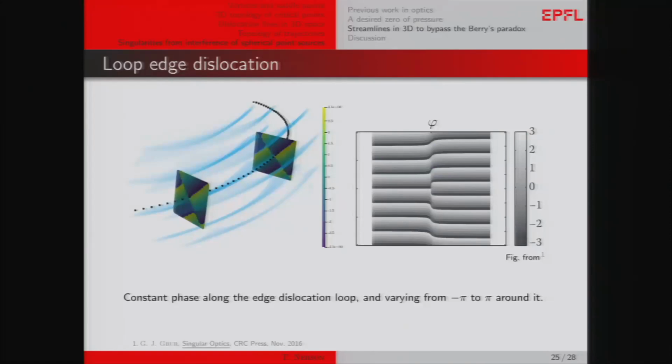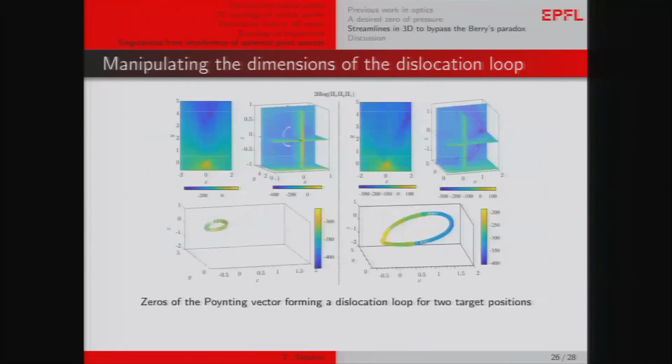So you have this dislocation line that threads this plot, and you have the phase that goes from minus pi to pi. So what we say is you need to have a vortex plus a saddle line to create a so-called edge dislocation. What we can do is try to manipulate this huge dislocation line composed of two vortex plus saddle lines. So here you have different dimensions.